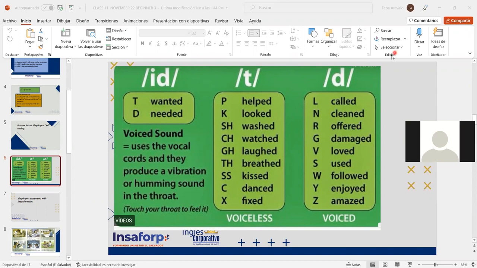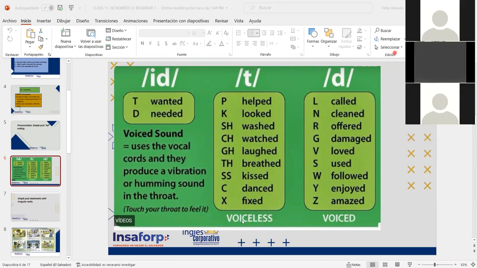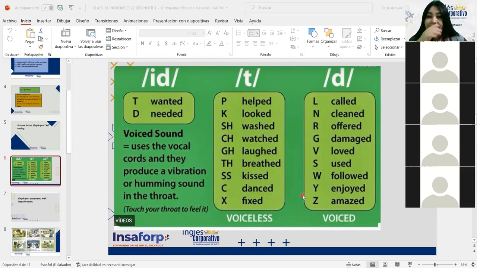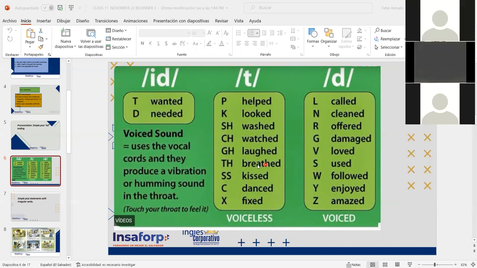Fixed. Fix. Mm-hmm. Call. Clean. Offer. Damage? Damaged. Damage. Love. Use. Follow. Enjoy. Amaze. Right, there you go. Excellent. Thank you, Veronica. Very good. Let's go with Felipe Rios. Okay, Felipe, tell me the verbs, please.